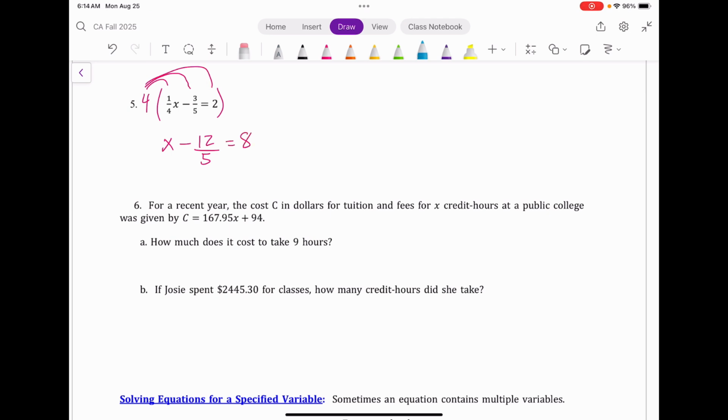This time we could add 12 over 5 to both sides, but I'm going to keep taking my strategy of multiplying by the denominators. So we see that 5 in the bottom of the fraction, so we'll multiply everything by 5. So we get 5x minus 12, because the 5s cancel, and then equals 40. All right, we'll add 12 to both sides, and we'll get 5x equals 52. And then we'll divide by 5, and we'll get 52 over 5, or decimals are okay as well. 10.4 is fine.